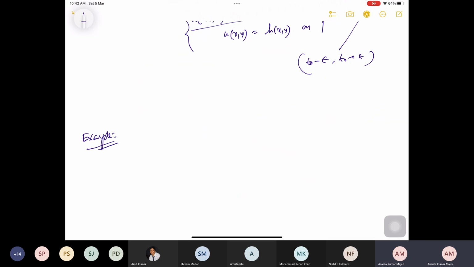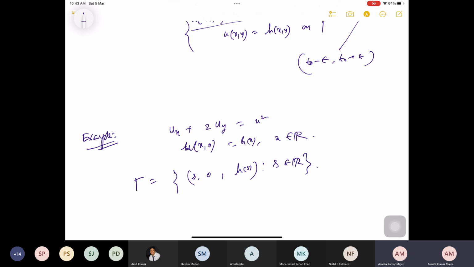Suppose I am considering the condition u_x + 2u_y = u², with u(x, 0) = h(x), x in R. So what is gamma in this case? I can parameterize it as (s, 0, h(s)), there is no y component because y is 0, with s in R. This is my initial condition.